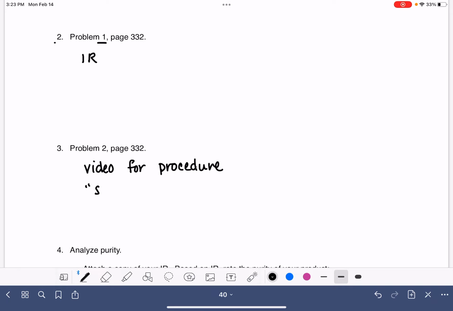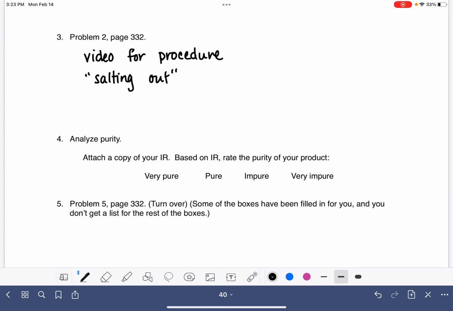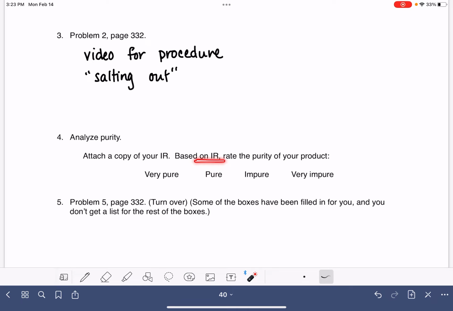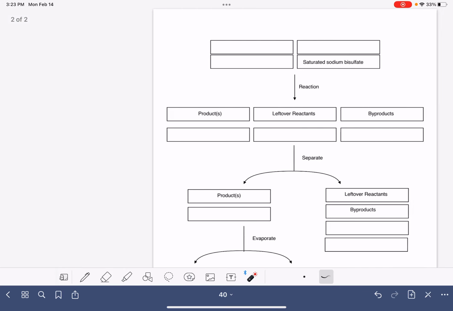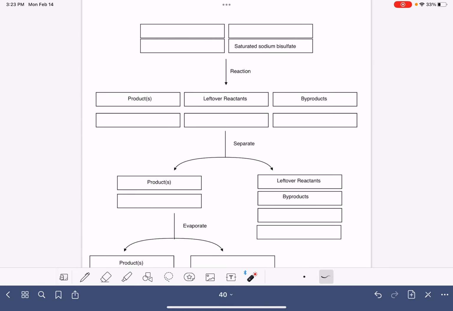This is referring to the lab technique called salting out, adding the NaCl. You're going to analyze the purity based on your IR, just like you would normally do. That means you're going to want to look up a reference spectrum. And then, last but not least, you have a diagram to fill out.